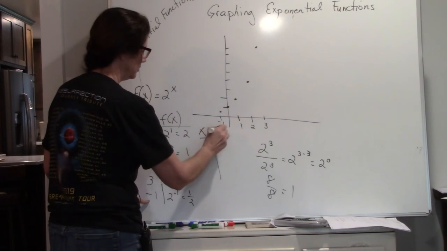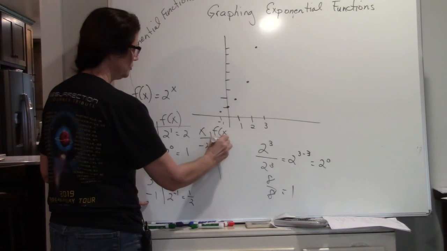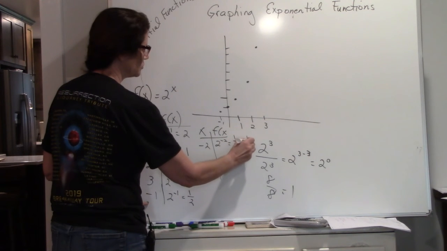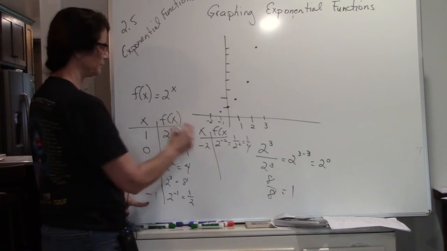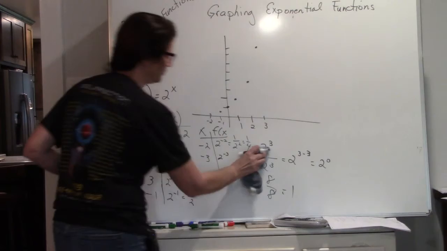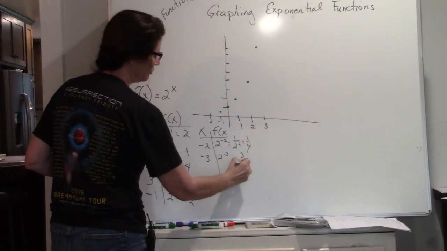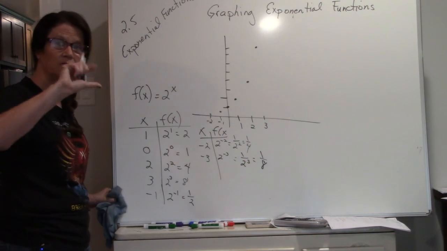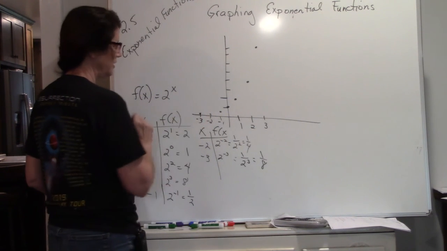More values. When x is -2, this is 2 to the -2, which means 1 over 2 squared, which is 1 over 4. So when x is -2, y is going to be 1/4. When x is -3, I have 2 to the -3rd, which is the same as 1 over 2 cubed, which is the same as 1 over 8. So again, negative exponent just says flip it over. So when I have x is -3, y is 1/8.